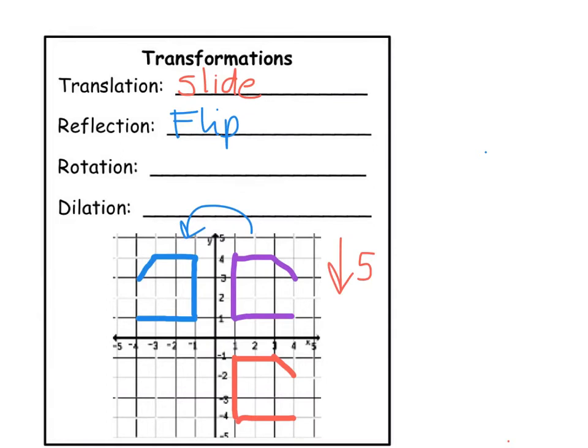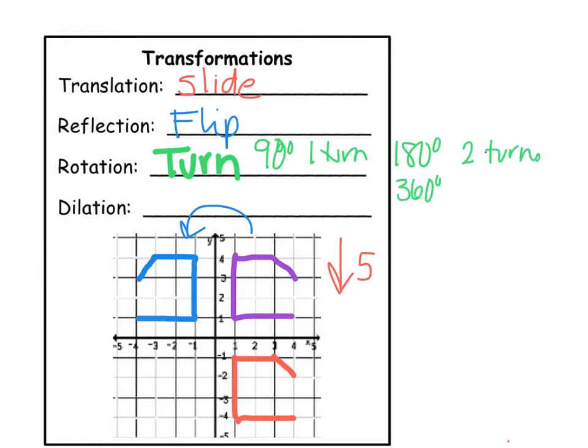And finally, we have a rotation, and if you remember, a rotation is a turn. You can have a 90-degree rotation, which is 1 turn. You can have a 180-degree rotation, which is 2 turns, and you can have a 360-degree rotation, which is 3 turns. And really a 360-degree rotation just means that it's ending up in the same spot that it was in before. So if we're going to rotate this figure, we are going to do it 180 degrees. We'll do this one right here.